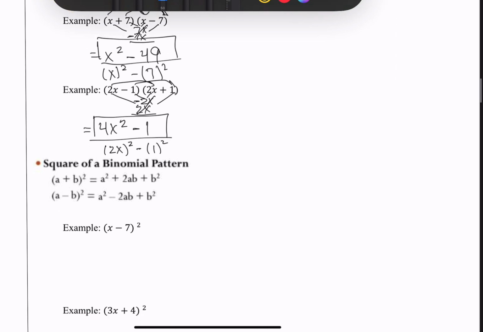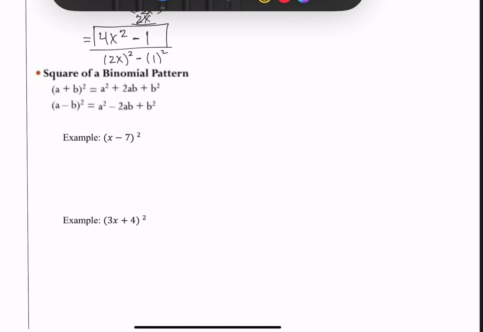All right, your next special product pattern is the square of a binomial pattern. Now this will change depending on what the sign of the binomial being squared is. But notice for both of these, you have binomials that are being squared, right? A plus B is a binomial and they're squaring it. All right, so this becomes pretty darn tricky for some of you. I hope you're listening. I'm going to do an example over here just to show you what not to do.